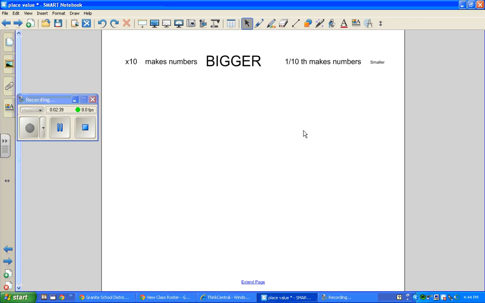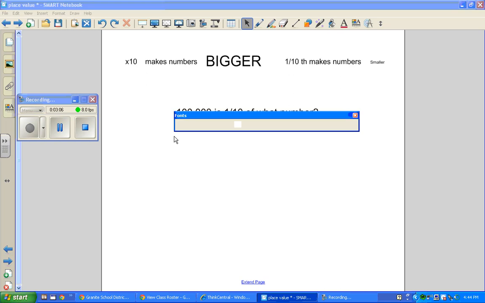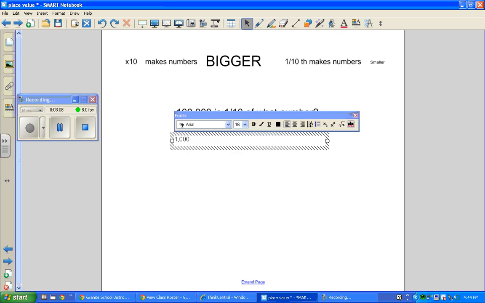Then whoever came up with this idea in this book came up with this problem. 100,000 is 1/10 of what number? Now the students initially will associate 1/10 means it has to go smaller. But in the way they ask the question, they want to know what number became 100,000 by finding out what 1/10 of it was. So it's almost like they're looking at it backwards. So the answer would have been 1 million.